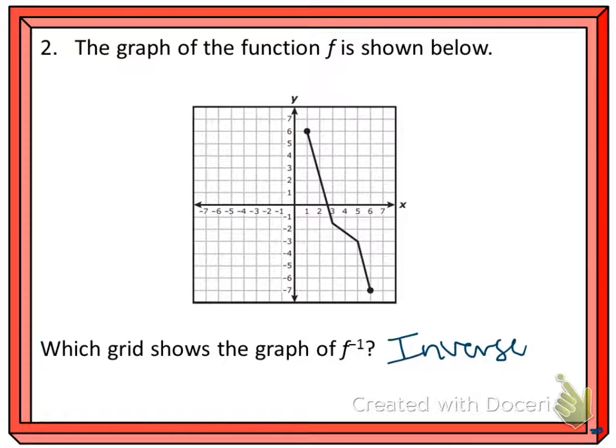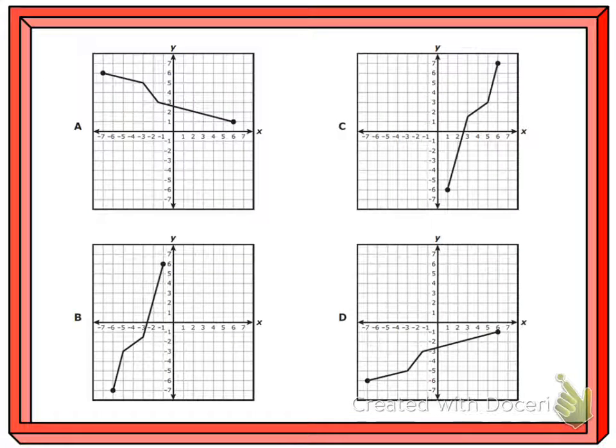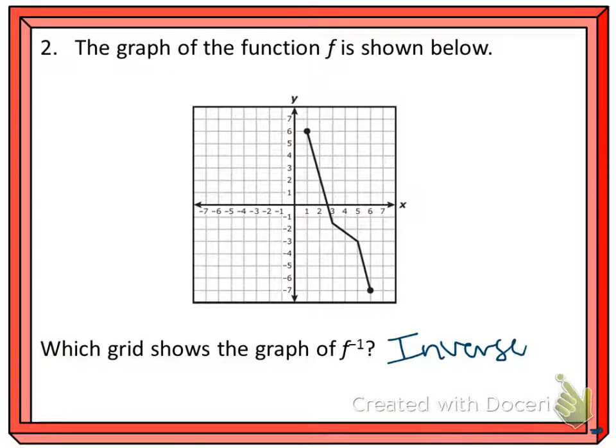And let me just go over here to what answer choices we're supposed to be looking at. So those grids, one of those things is the inverse of the one we're given. So what does the inverse do to the graph of a function? Well, it takes the point (x, y) and switches it to (y, x). Remember, it just switches the x and the y coordinates.